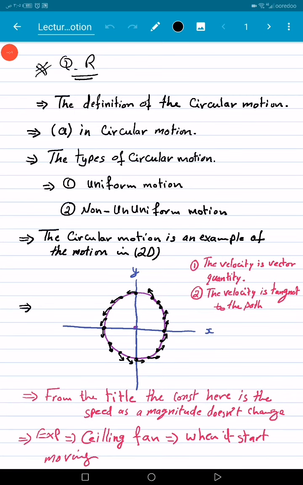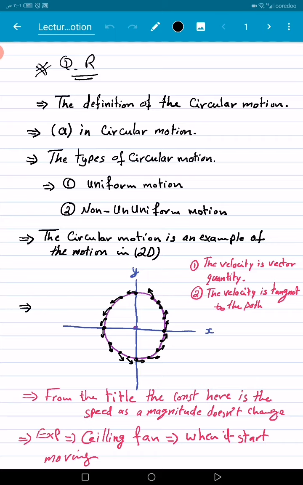We start today our class. It's about the circular motion, the second lecture. In the first lecture we discussed about the basics. I'll make a quick review. It's about three important things.